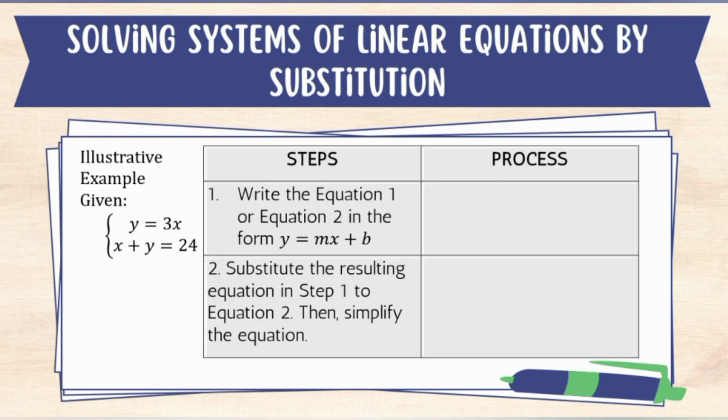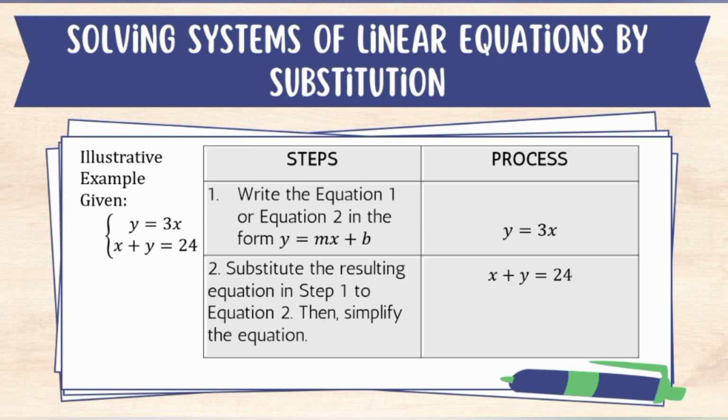So, by following the steps we have here, first is to write the first equation or the second equation in the form y is equal to mx plus b. Since the first equation is already in the form y is equal to mx plus b, we will now proceed to the next step, which is to substitute the resulting equation in step 1 to the second equation, then simplify the equation.